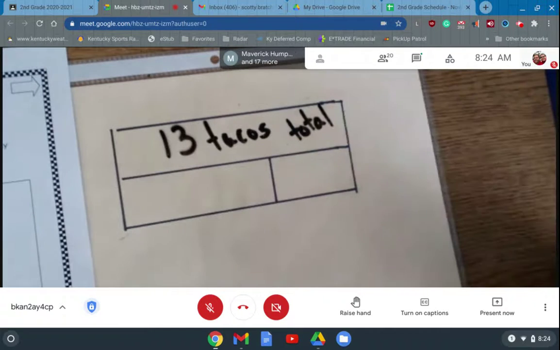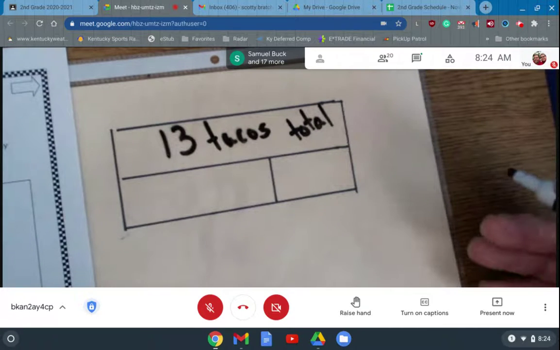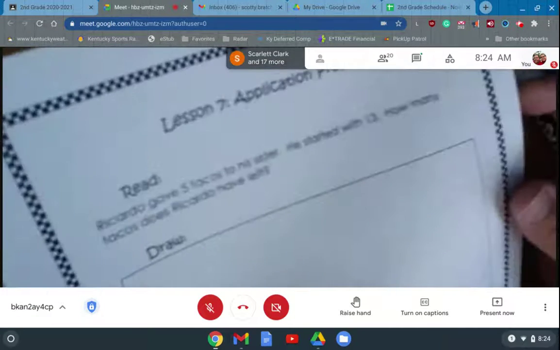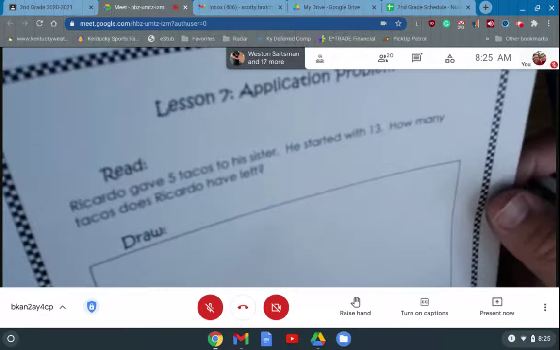How many did he give to his sister? And you may have forgotten already, and that's okay because we've got it written here, and we can read it again. So I'm going to read it again, because some of us may have forgotten it.